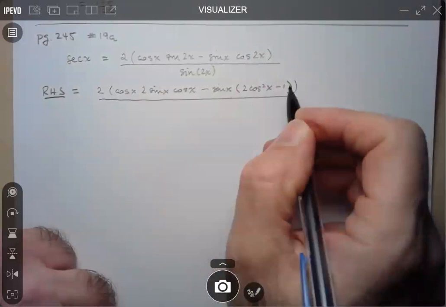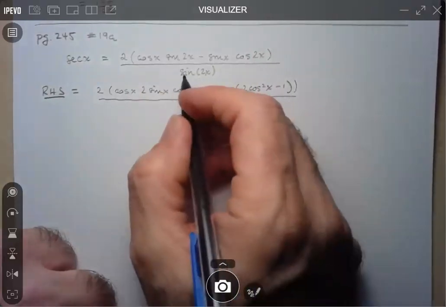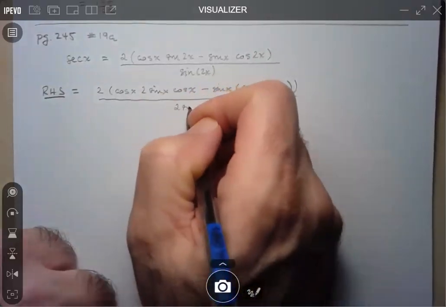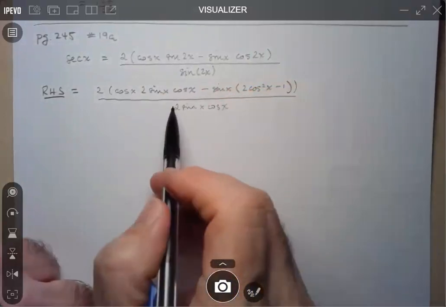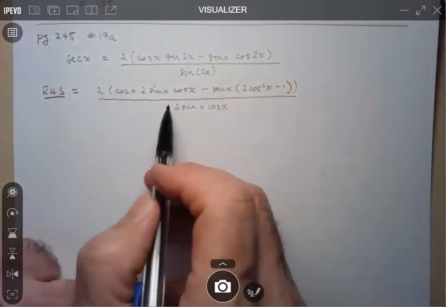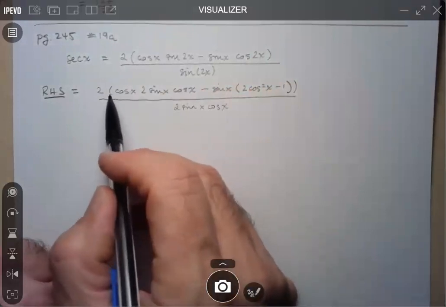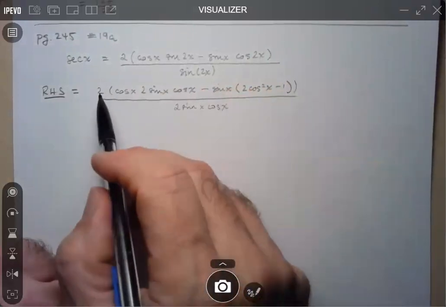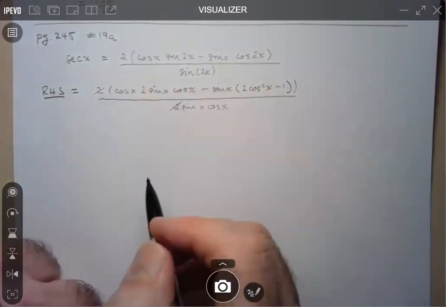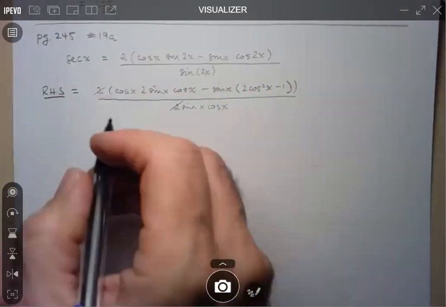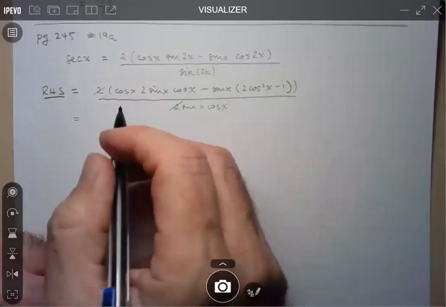And here in the denominator, I might as well expand this to 2 sine x cos x. And the first thing I notice is that there's a factor of 2 in numerator and denominator. Remember, this 2 multiplies everything in brackets. So it's a factor of the numerator. There's a factor of the denominator. I might as well reduce it right away. Okay. So now let's clean up the numerator and see what happens.